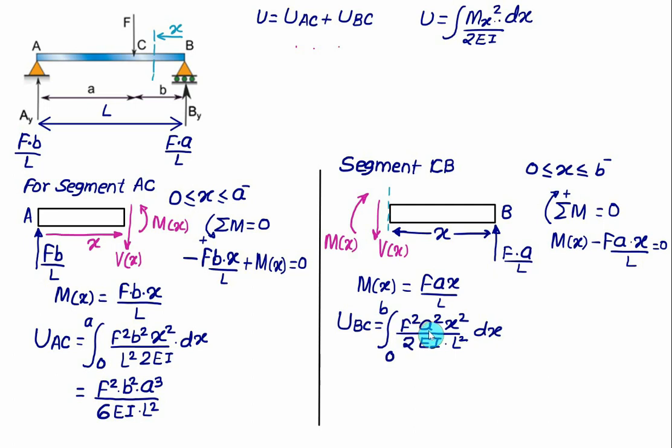F square is constant, a square is constant, 2 EI L square is constant. Integral of x square is x cube by 3. This time it is b cube by 3. So we will get this equation as F square into a square into b cube divided by 3 and 2 is 6, so we have 6 times of EI multiplied by L square. So this strain energy UAC plus UBC is the total value of strain energy.